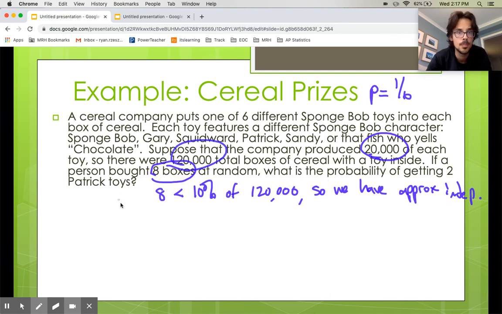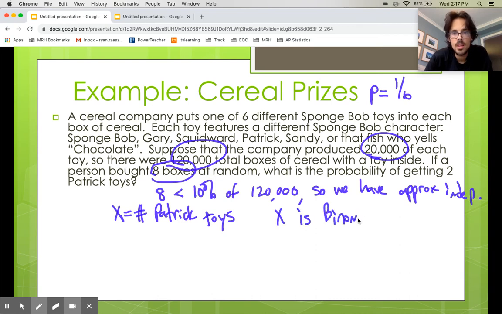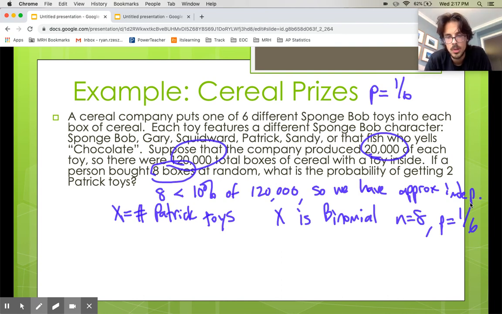So when we go to set that up, X is going to be the number of Patrick toys, and X is binomial with N equals 8 and P equals a sixth. Again, we showed independence by verifying that 10% condition. And I'll just do this one on my own calculator instead of pulling it up on the computer here. I would want to do a PDF. We have 8 trials. Probability of success is a sixth, and we want to get 2 Patrick toys. If you do that, that's about a 26% chance.